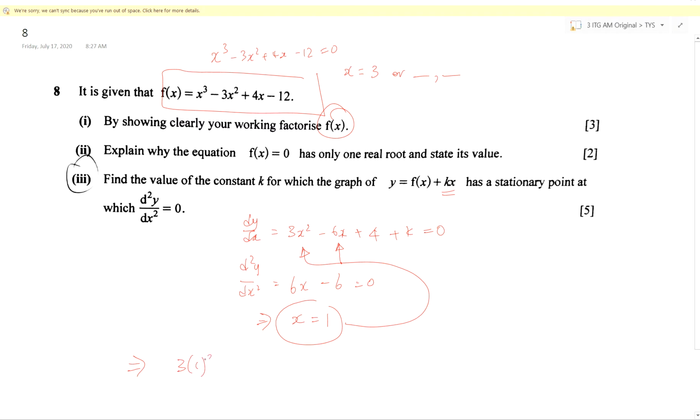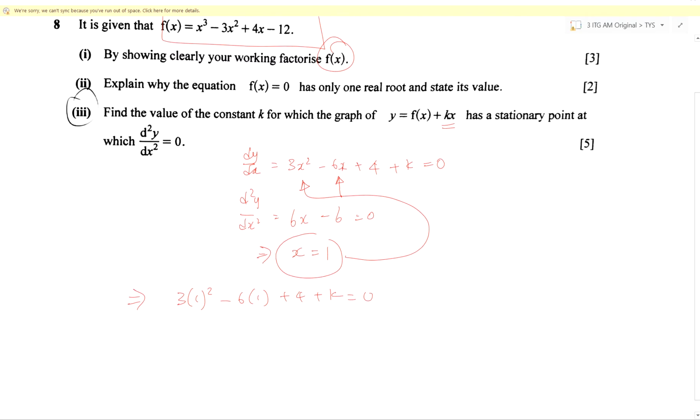So 3 times 1 squared minus 6 times 1 plus 4 plus k equals 0. And we can solve this quite easily. So 3 minus 6 plus 4, plus k, equals 0. Therefore, k has to be equal to... 7 minus 6 is 1... k is equal to -1.